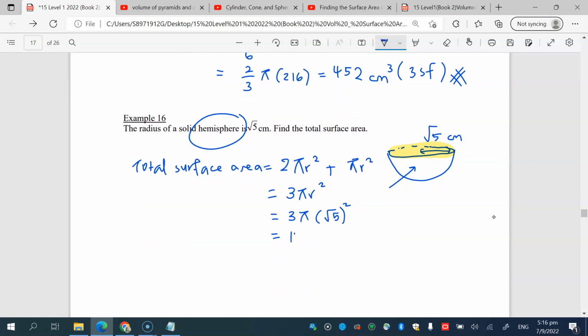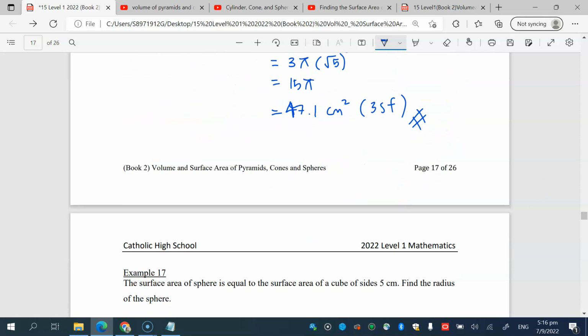Then 5 times 3 is 15. So 15 pi, you just press calculator. 15 times pi, answer is 47.12. So to 3SF, it will be 47.1 cm square. All right. Okay, very good. Next question.